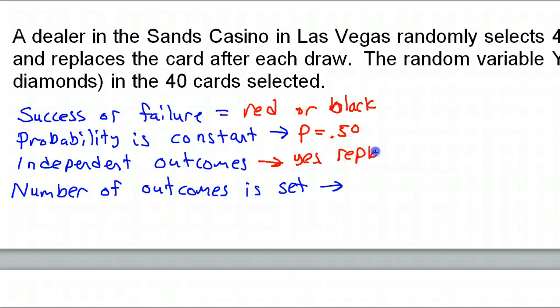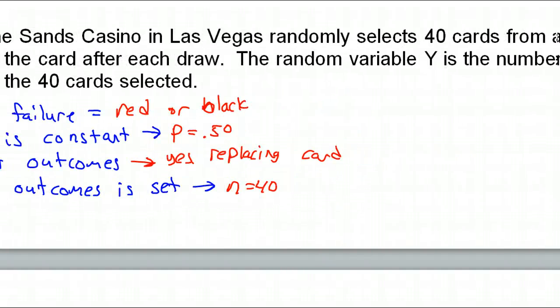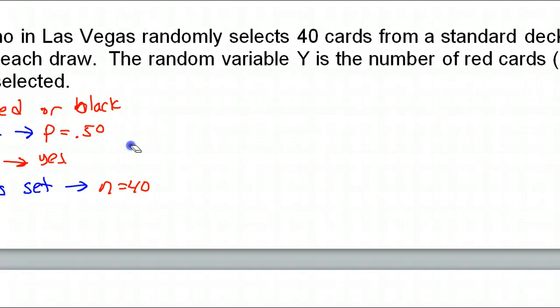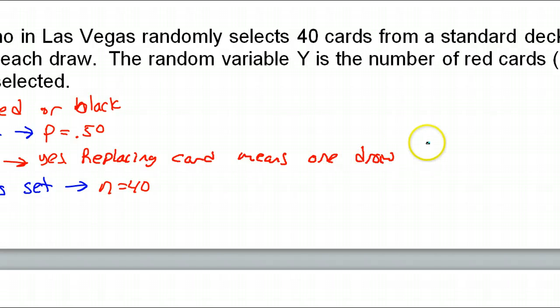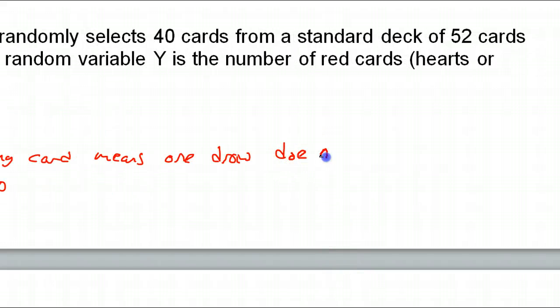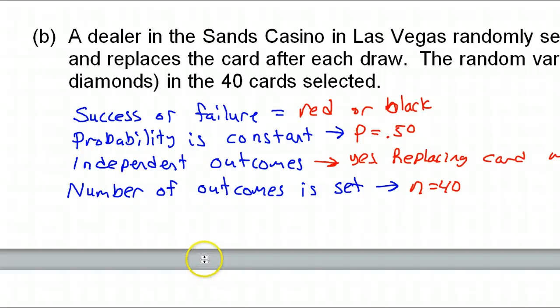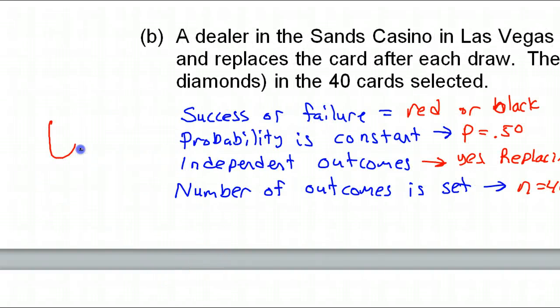Okay, replacing card, and the number of outcomes is set at 40. I guess I could write that. Okay, so replacing card means one draw does not affect the next. Okay, that's what independent means. So yes, I guess I should have started by saying a big yes, this is a binomial situation. All right, let's move on.